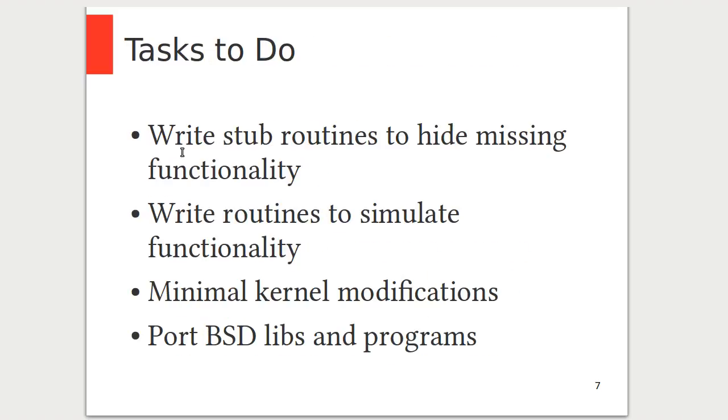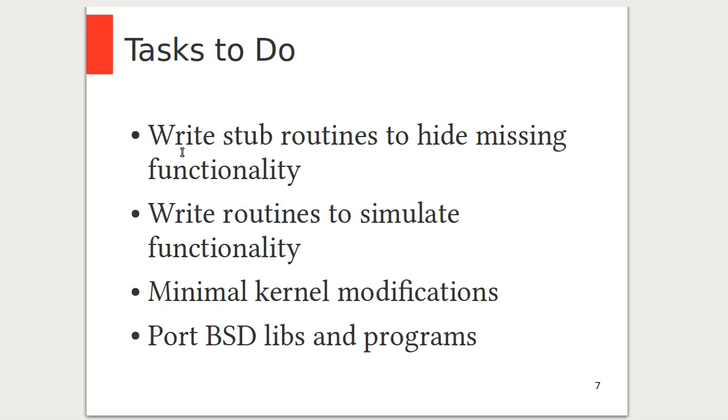So what do I need to do to make this happen? Write stub routines for things that are never going to exist. So things like signals, things like chmod, chown, getuid, getgid, all of those sorts of things are never going to exist. So just return something that at least makes some sort of minimal sense. Sometimes I can write routines that are going to simulate the functionality. A good example would be stat, to get the details of a file on the system. There is no stat system call.